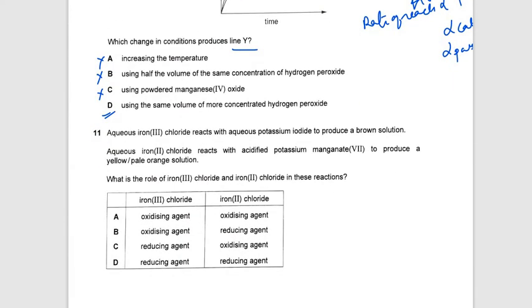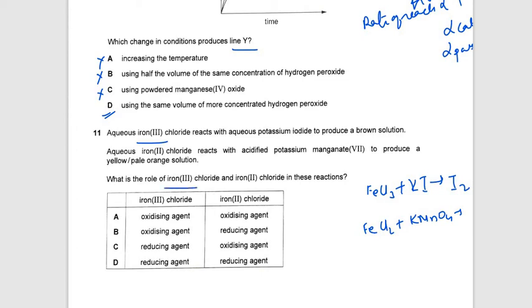Now let's see question number 11. Aqueous FeCl3 is reacting with potassium iodide. So basically FeCl3 is reacting with KI, in part 1, and producing a brown solution. You know the brown solution is iodine. Then aqueous FeCl2 reacts with acidified KMnO4 and produces a pale yellow-orange solution. So this is the data from the question. Now what is the requirement?